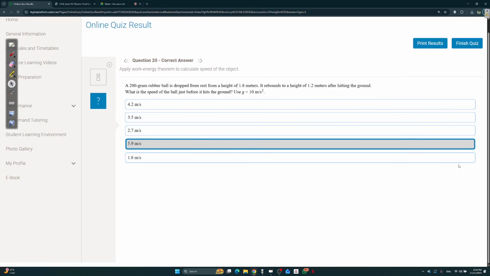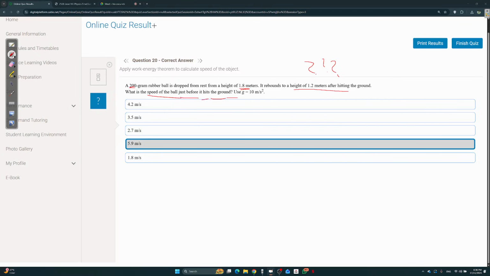Anyways, as I was saying, a 200-gram rubber ball is dropped from rest from a height of 1.8. It rebounds to a height of 1.2. What is the speed of the ball just before it hits the ground? Anyway, this is very easy. This 1.2 is kind of irrelevant, I don't know why they put it. But in general, they gave you 1.8 meters with a 200-gram rubber ball. What's the speed of the ball just before it hits the ground?